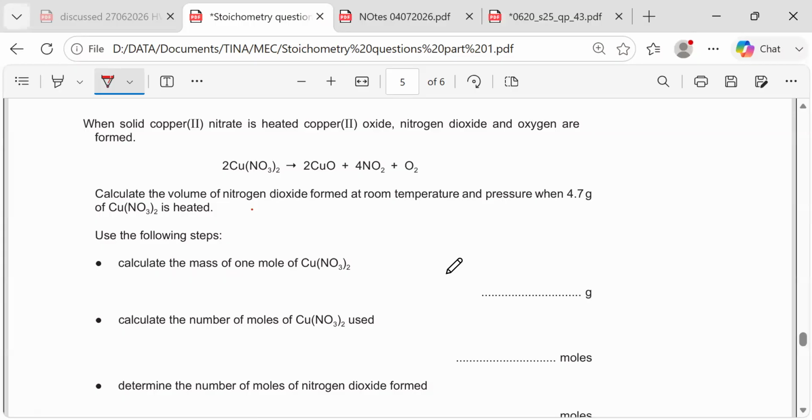Copper is 64. I will kill you. Copper is 64. Nitrogen is 14. Oxygen is 16. Quickly, quickly, quickly. Take the big one, of course. Use your phone. Why don't you bring a calculator to class? Mass of 1 mole is molar mass.